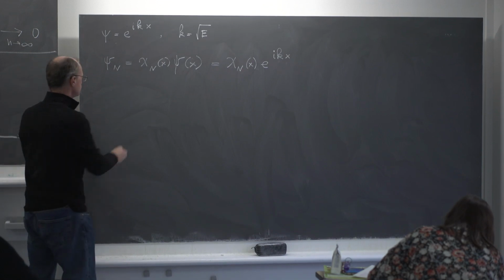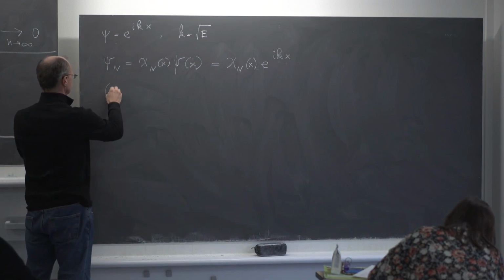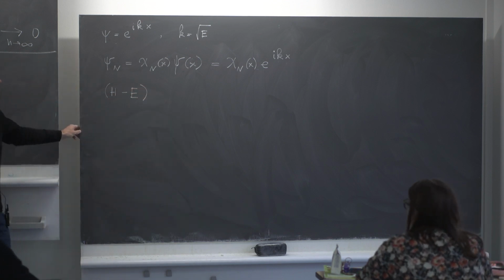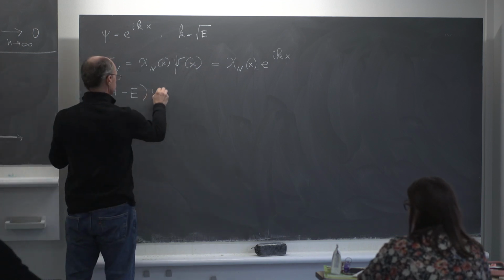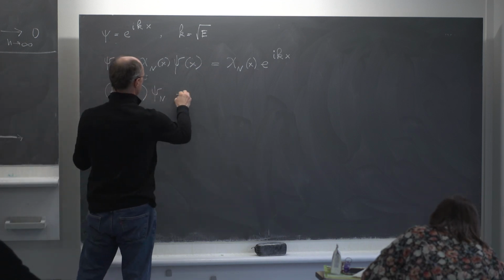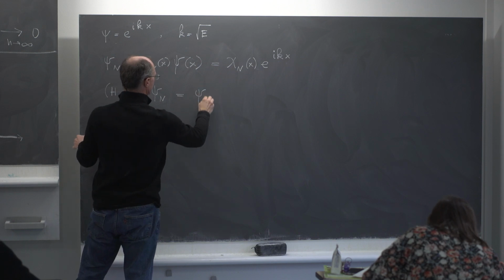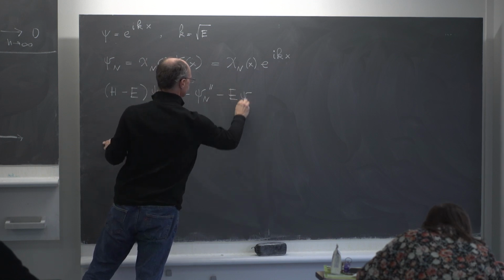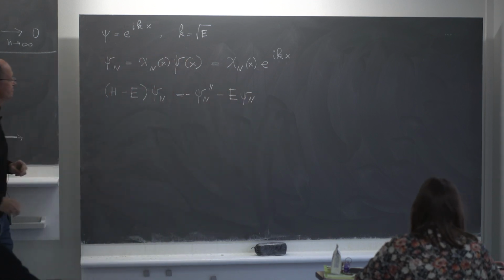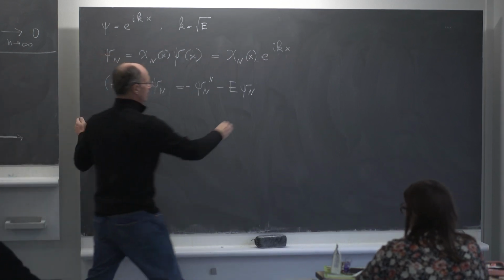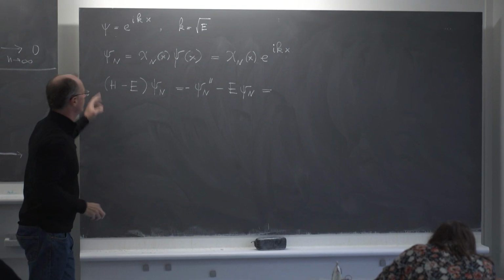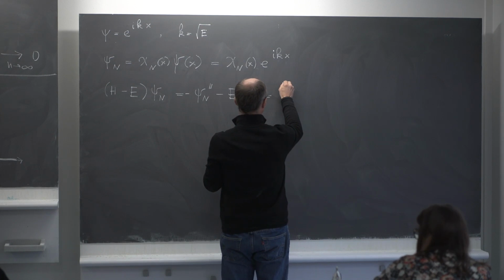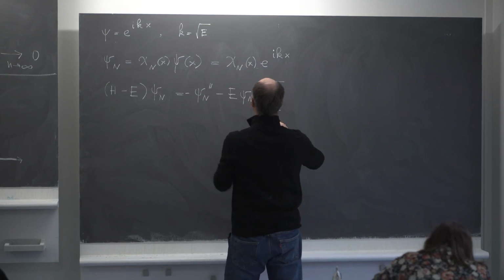Well, now let's apply the operator H minus E to psi n. So this is equal to minus psi n double prime minus E psi n. And well, what will happen? Let me write it down. So that's the second derivative of that guy, right? So what will it be?